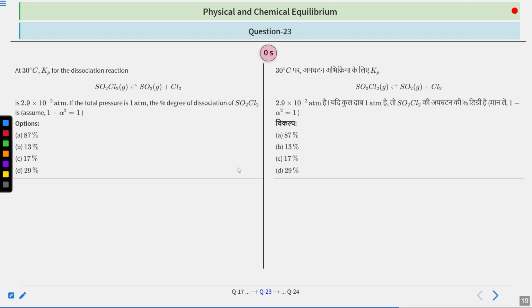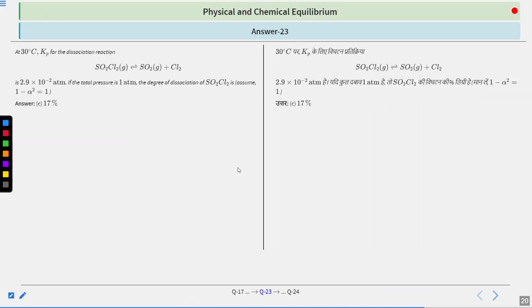So your time is up. For those who have solved it, the correct answer is C, 17%. So this was our equation. Initially we have 1 mole of this and 0 moles of this and 0 moles of this. Now after equilibrium, alpha is the part that has been dissociated from the SO2Cl2 and that same amount will be formed on the product side. So 1 minus alpha, alpha and alpha. Because this equation is balanced, we don't need to balance it.